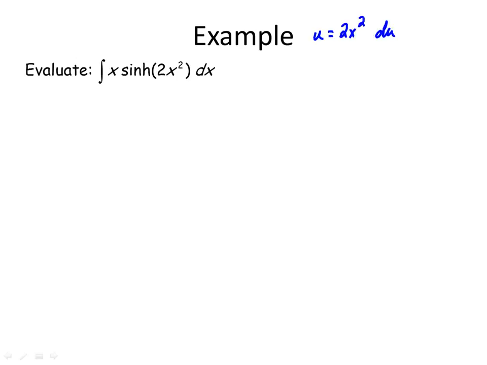So what would du be? Again, we need to work on derivatives and antiderivatives. It would be 4x dx. Well, I see a x and a dx, so I can fix this, can't I? And now I have it. Watch this. This turns into 1/4 times the integral of hyperbolic sine of u du.